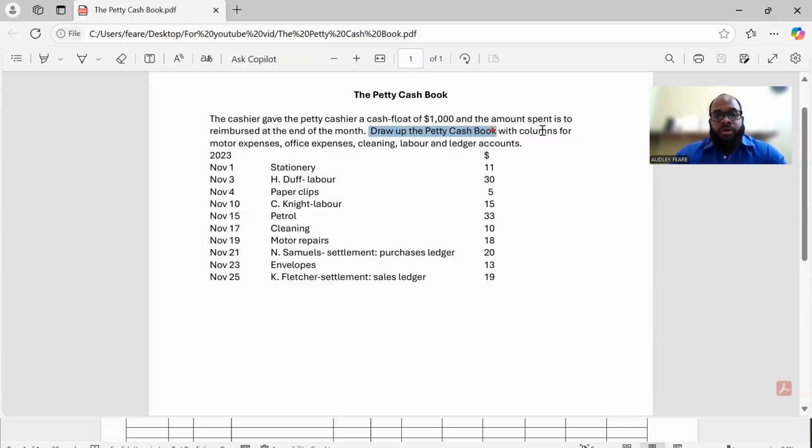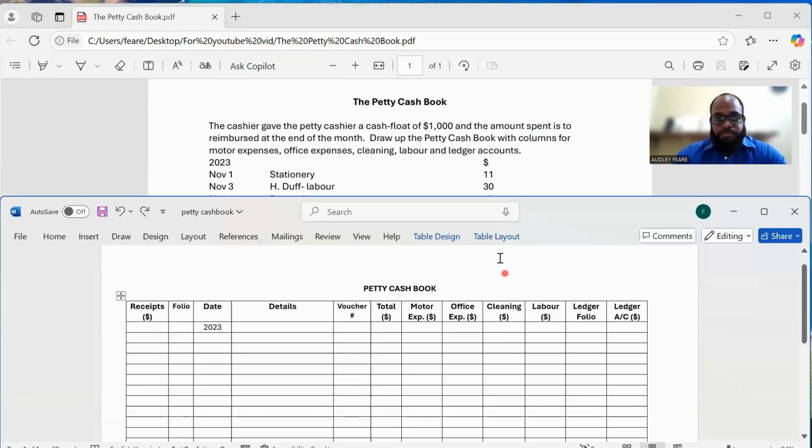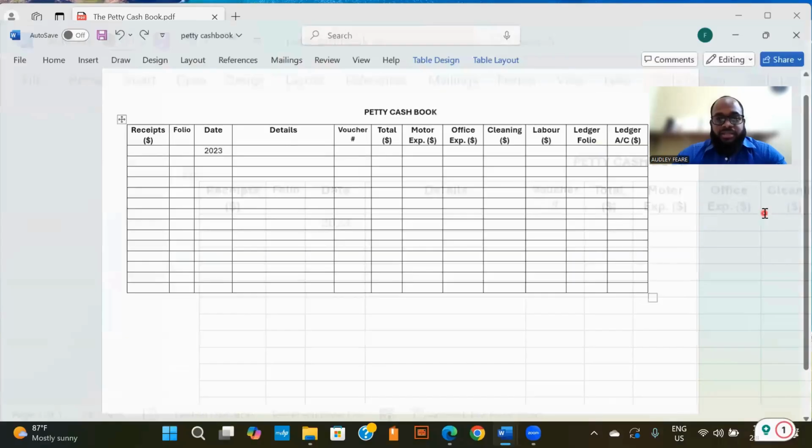Draw up the petty cash book with the columns for motor expenses, office expenses, cleaning, labor, and ledger accounts. So there will be 1, 2, 3, 4, 5 accounts that will be used. Let me just show you how this will look. All right, so here goes. The petty cash book looks like this.